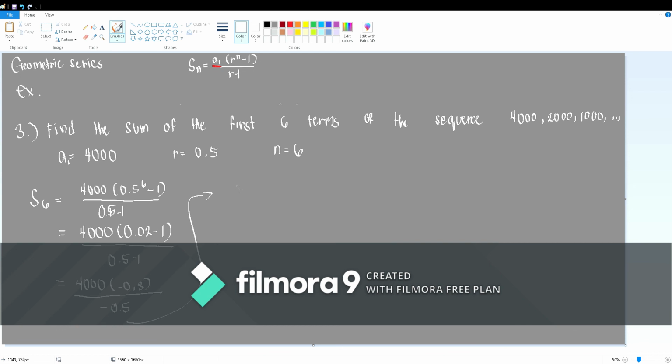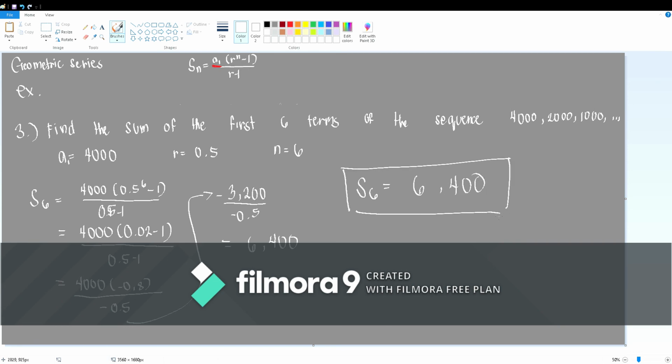Now multiply 4,000 times negative 0.98. It will become negative 3,920 over negative 0.5. Now divide negative 3,920 by negative 0.5. Don't forget to use the rules of integers. And our answer will be 7,840.